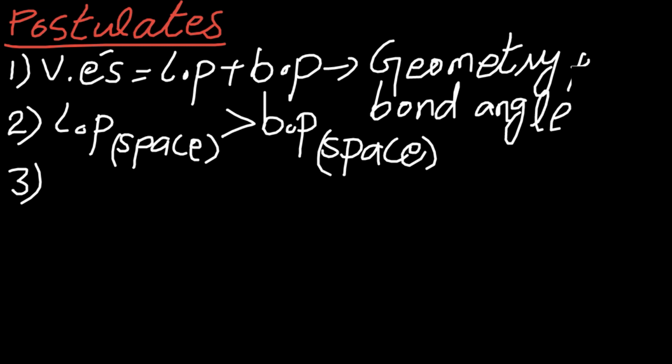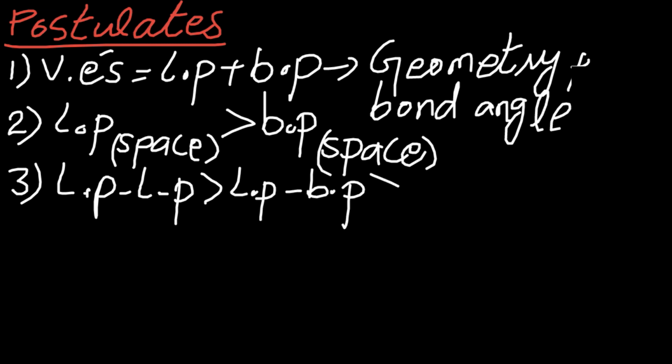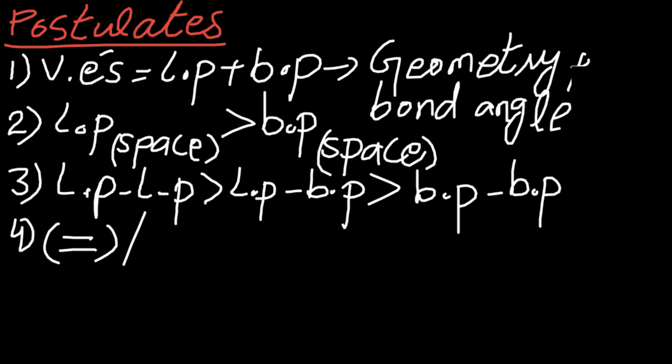The third postulate is lone pairs and bond pairs, as these are the electrons having negative charge, will repel each other, and the magnitude of repulsion is lone pair repulsion is greatest, then comes the lone pair bond pair repulsion, and then bond pair repulsion. The fourth postulate is the double bond or triple bond act as single bond.